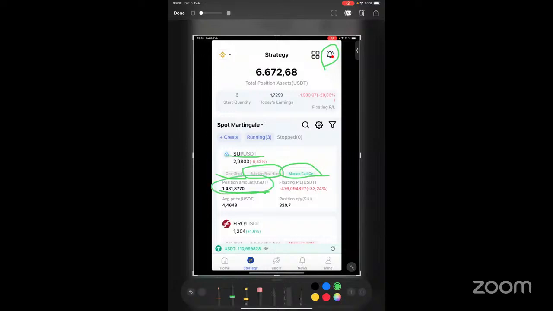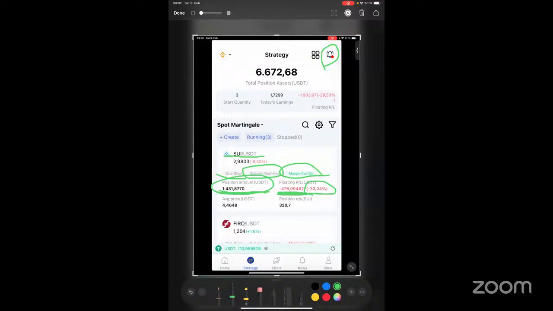Position amount, that is the total amount invested in this coin SUI. Floating P&L. If I decide to sell this coin at a loss, I'm going to lose 476 USDT out of 1,431. I'm not here to make losses, so I will not sell. I'll just take my time and do what I can do best, that is sharing the opportunity whilst I wait for the market to bounce back.